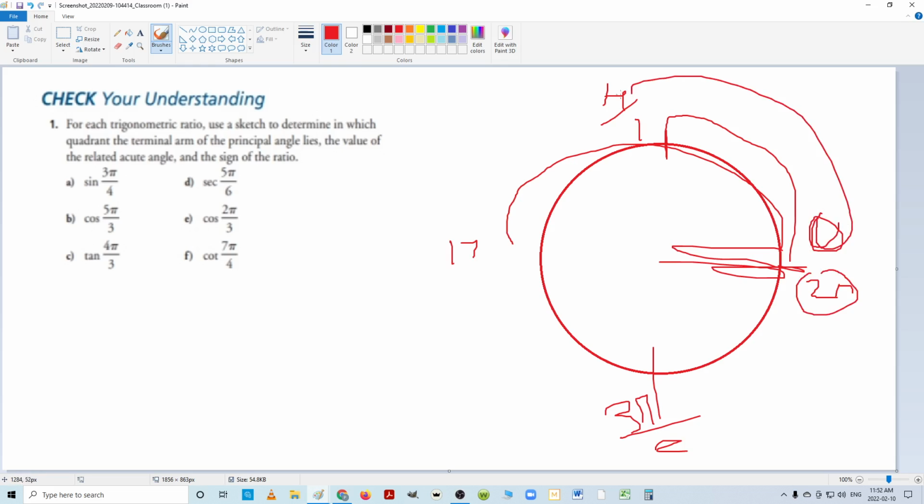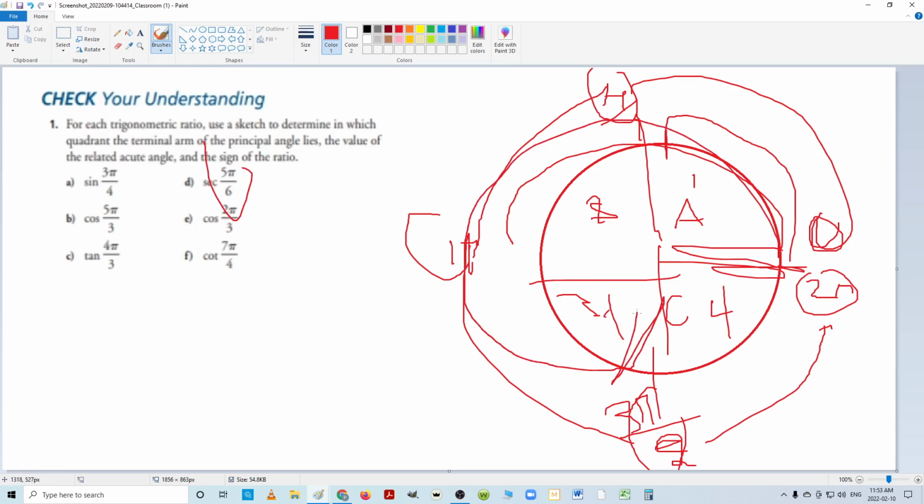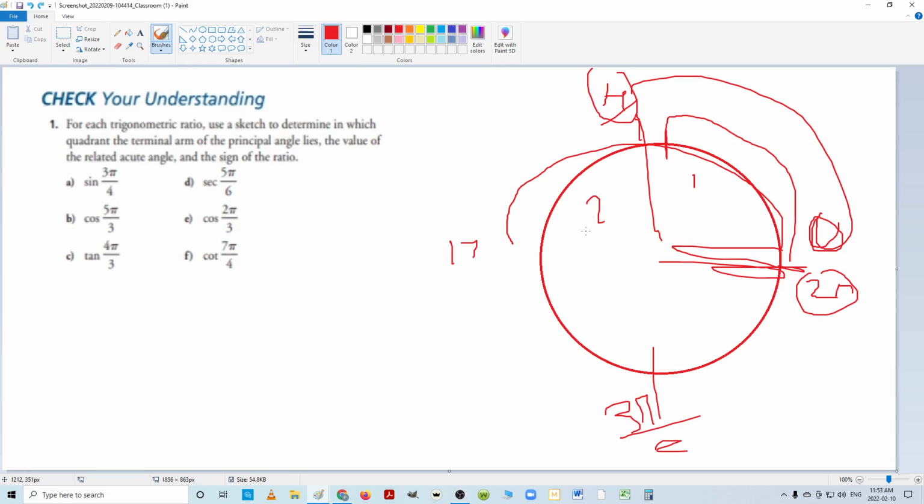So 0 to here, quadrant 1, is 0 to pi over 2. Quadrant 2 is pi over 2 until pi. Quadrant 3 is pi all the way to 3 pi over 2, and quadrant 4 is 3 pi over 2 all the way to 2 pi. And this will help us determine our CAST rule. So wherever these angles fall, and they're essentially angles, I'll refer to them as angles, whichever quadrant they fall in determines the CAST rule. That's important. It will also determine the acute angle.